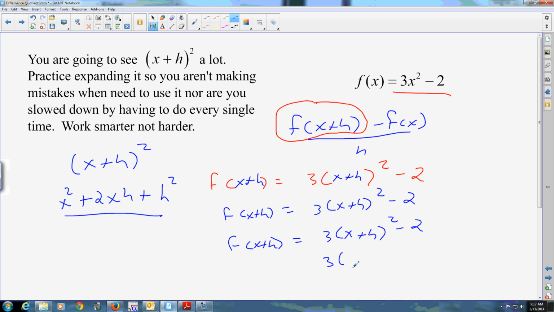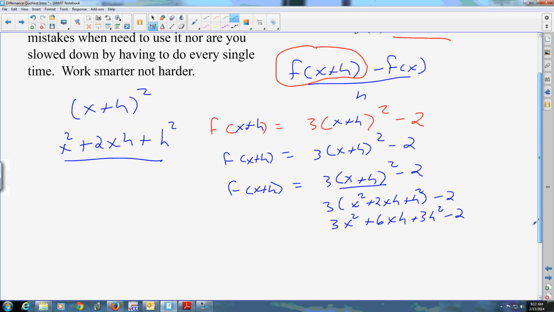So it's 3 times this stuff. X squared plus 2xh plus h squared, minus 2. All I did was expand this. The 3 has to multiply in. Minus 2. Now all you did was calculate this first piece. I now have to subtract the original function from it. I now have to subtract f of x.